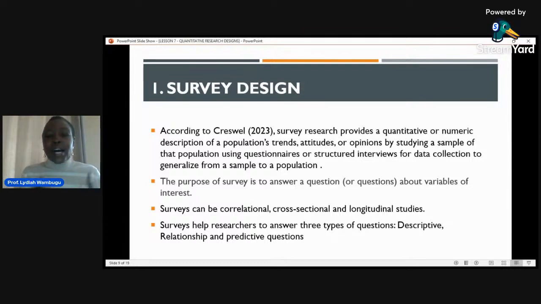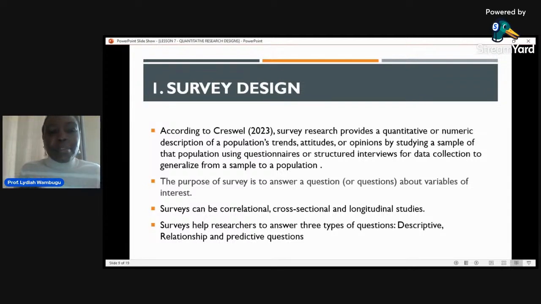So what is a survey or what is survey design? Survey research is that type of research that aims to describe the population attitudes, opinions, trends by studying a sample to generalize from the sample to the population. And you can see this is mainly what we normally do, that we would want to generalize to the wider population. So survey will help us to describe. It is descriptive.